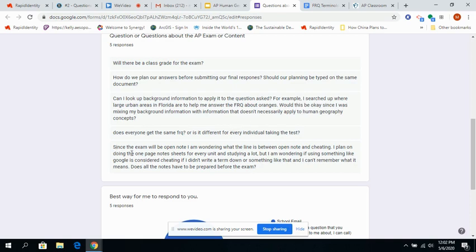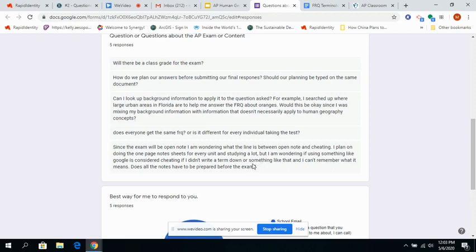This one says, since the exam is open notes, I'm wondering where the line is between open notes and cheating. I plan on doing a one-page note sheet for every unit and studying a lot, but I'm wondering if using something like Google is considered cheating if I didn't write the term down or something like that, and I can't remember what it is.